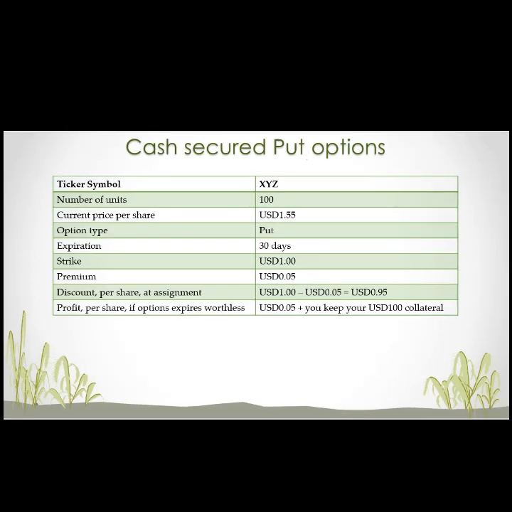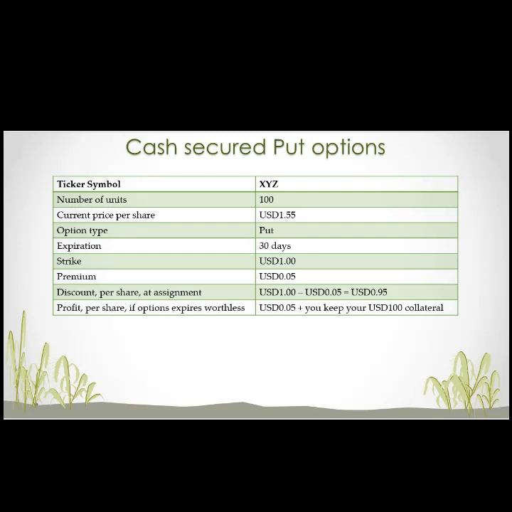So let's talk about put options, or more specifically, cash secured puts. A cash secured put contract offers the buyer of such a contract the right, but not the obligation, to sell the underlying asset at an agreed strike price on or before the expiration of the contract.